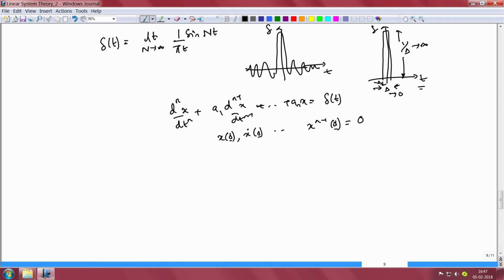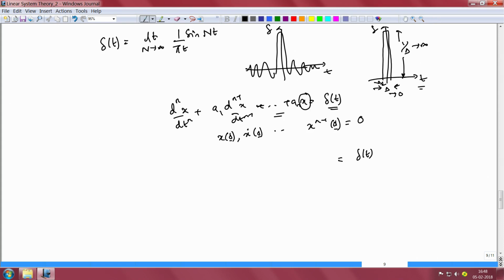Now how do we find that new set of initial conditions? We find it by matching the singularities on the right hand side and on the left hand side of the differential equation. We notice that on the right hand side we have delta of t, and therefore we should have a matching delta of t on the left hand side. Now the question is, where can this impulse input reside on the left hand side? Can it be in the term x?